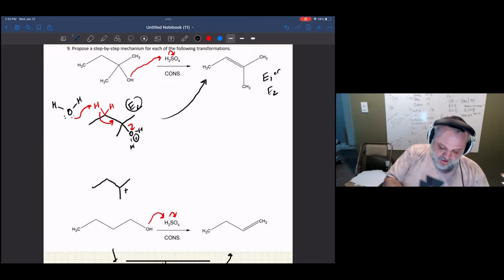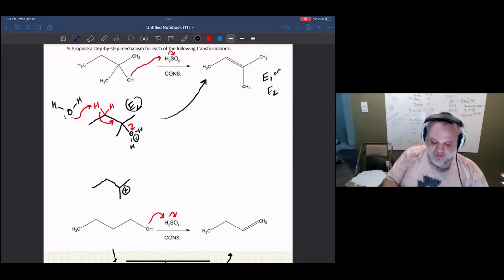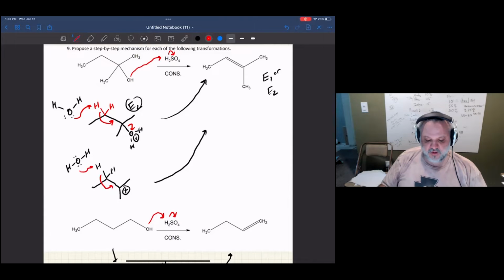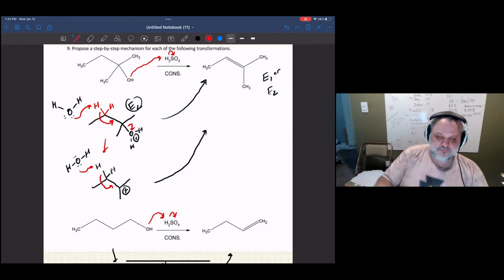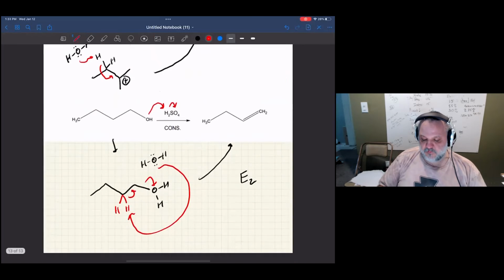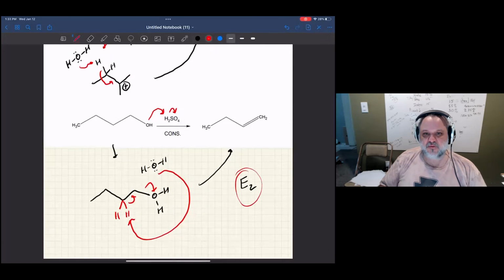going on an E1 path where we have a carbocation that forms here, but then we would still show the base coming along and doing a proton transfer and forming a double bond, leading to the same product. So in my class, I'd probably give you credit for both of those, E1 or E2, but if you showed me an E1 down here, I would definitely have something to say about that. Okay.